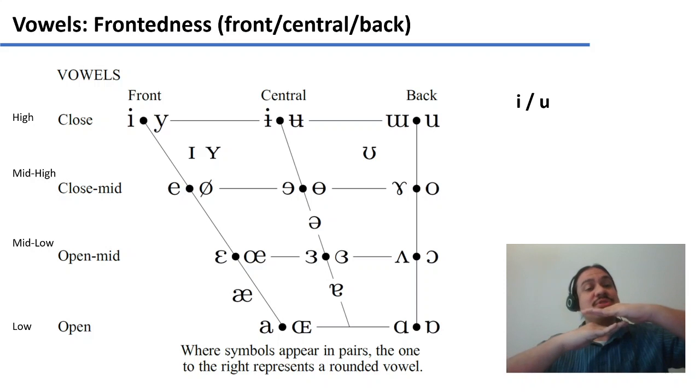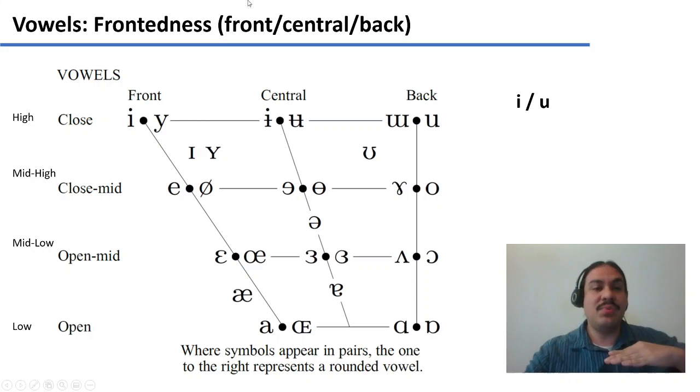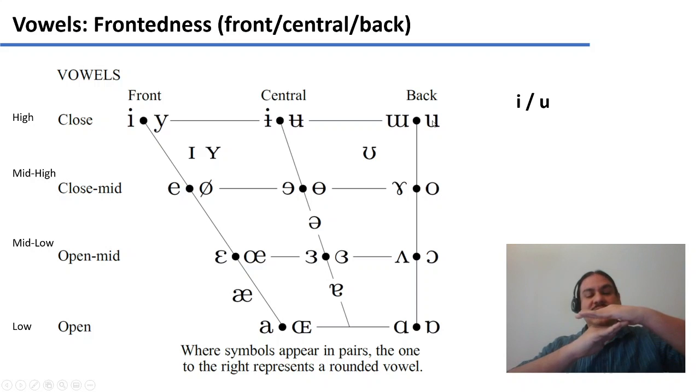In some vowels, your tongue is more towards the front of your mouth. For example, in ee. In some vowels, like this one, oo, the body of your tongue is the one touching the roof of your mouth, and so your tongue recedes a little bit.